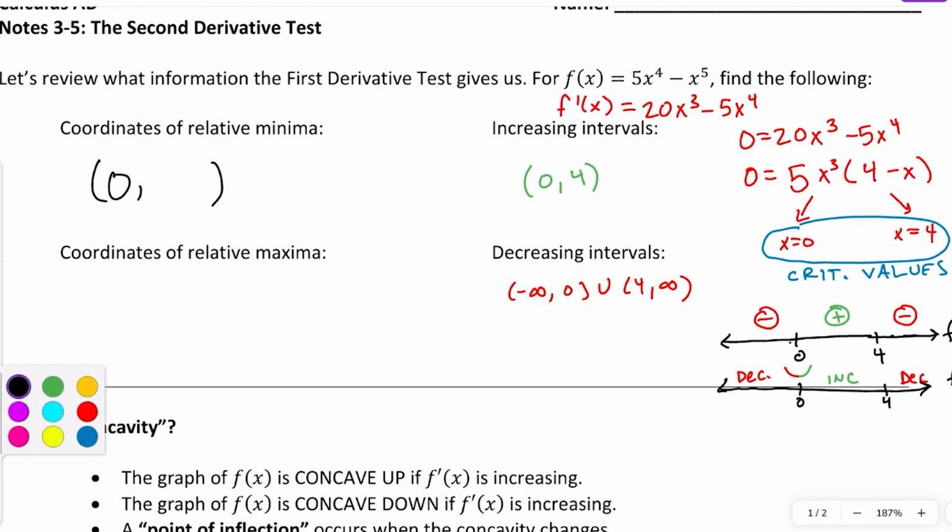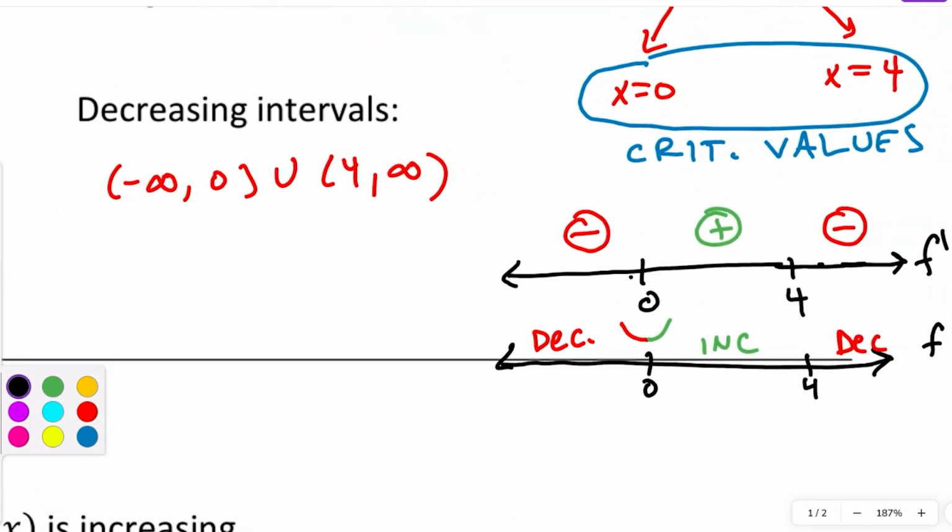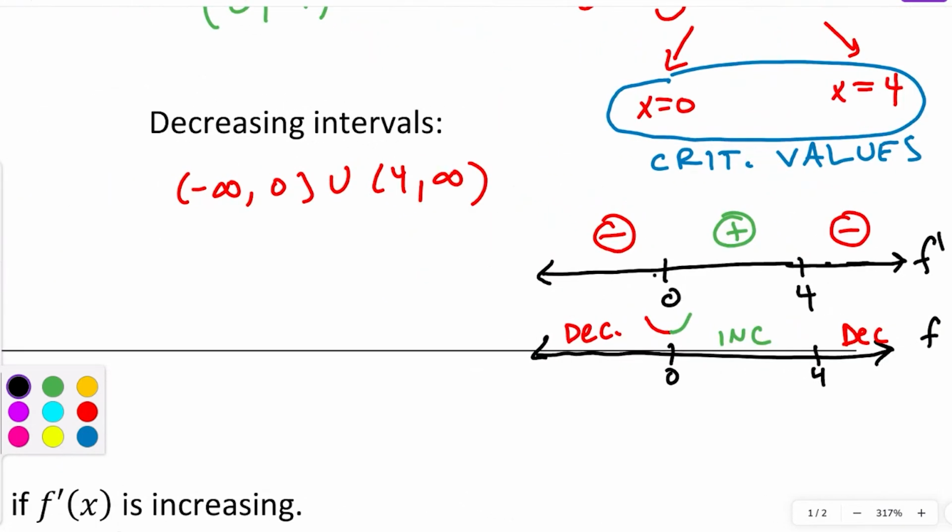If we think about what's happening on the graph of f prime, the value of f prime is changing from being negative to being positive. So that means at 0, the graph of f prime has an x-intercept at 0, and the graph is going from below the x-axis to above the x-axis. Just to give you a little glimpse as far as what we should be seeing in that graph.